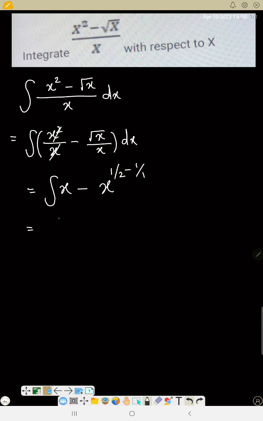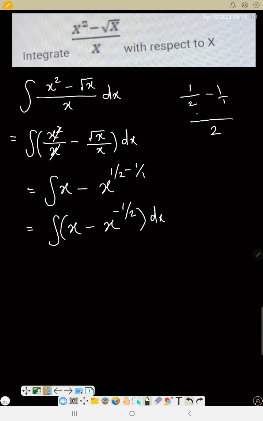So this is the integral of s minus s raised to power minus half, ds, because if you have half minus 1, that is minus half. So half minus 1 over 1, LCM is 2. 2 into 1, then 1 into 2. 1 minus 2, that is minus 1 over 2, sorry. So now integrate one by one.